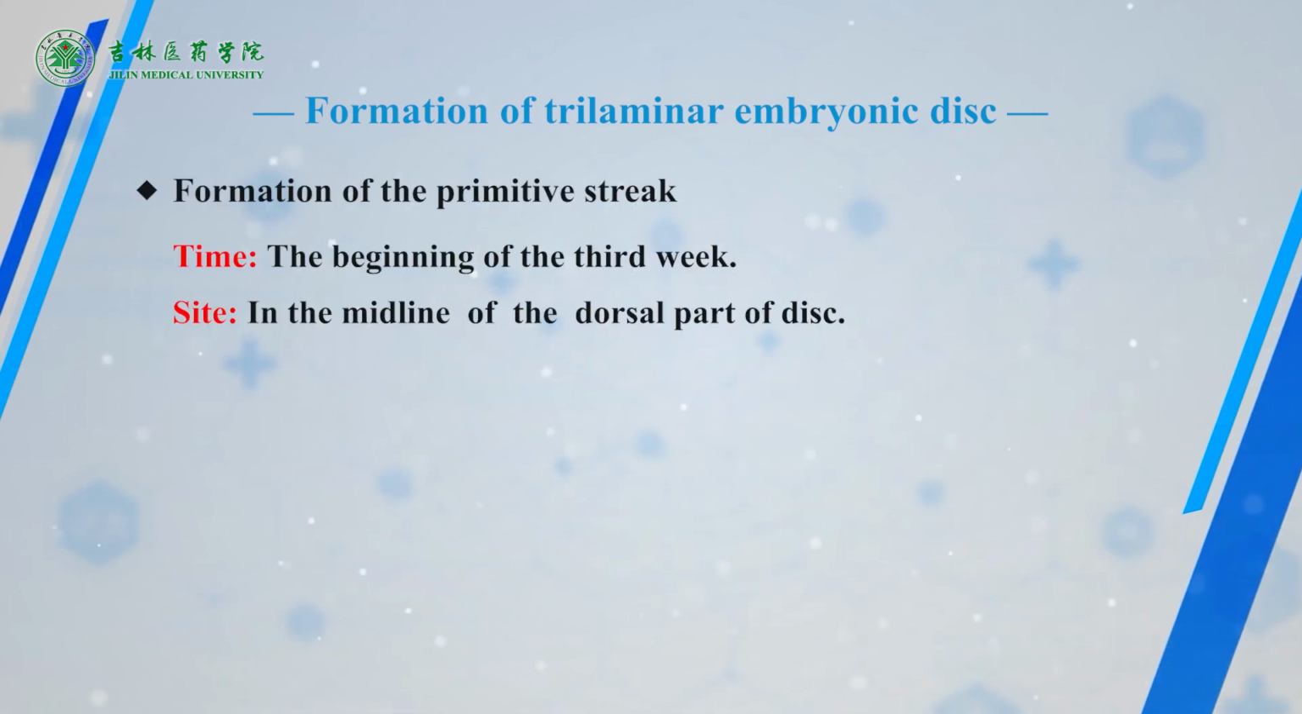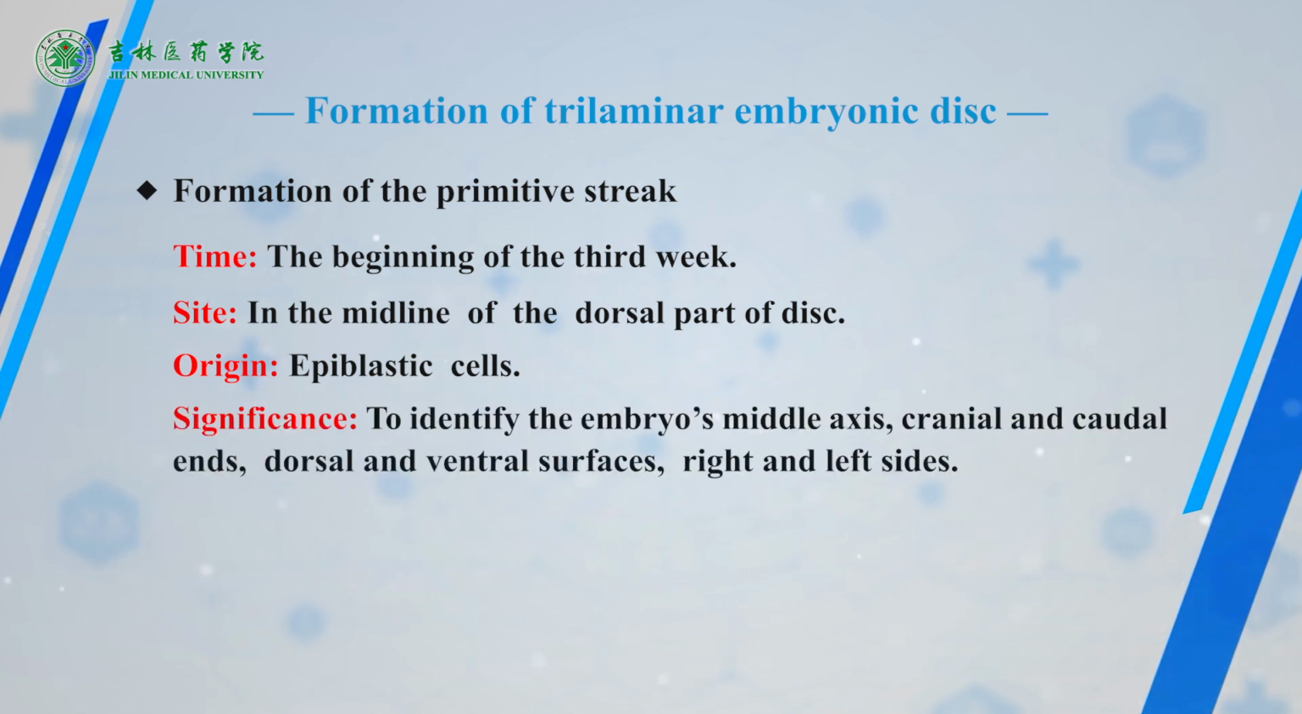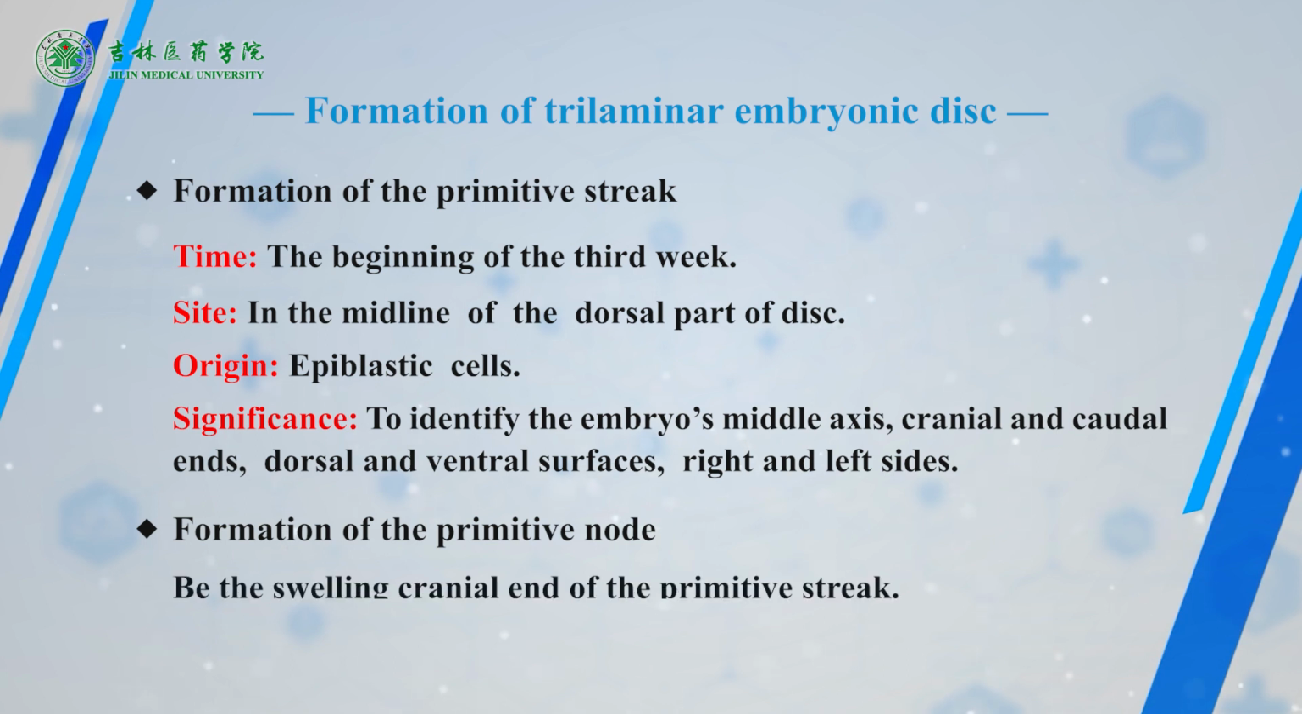At the beginning of the third week, part of the cells in the epiblast proliferated rapidly and migrated to the midline of one end of the embryonic disc, forming a longitudinal cell column on the central axis, which is called primitive streak. The significance of primitive streak is to identify the embryo's middle axis, cranial and caudal ends, dorsal and ventral surfaces, right and left sides. The cranial end of the primitive streak is slightly expanded, which is the primitive node.